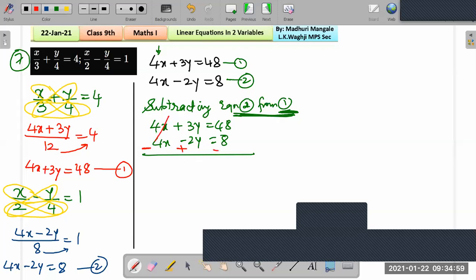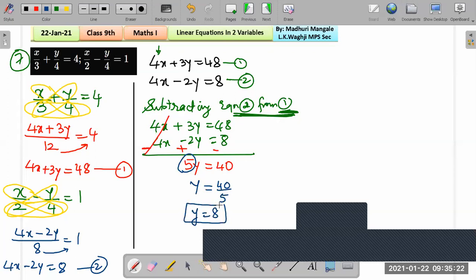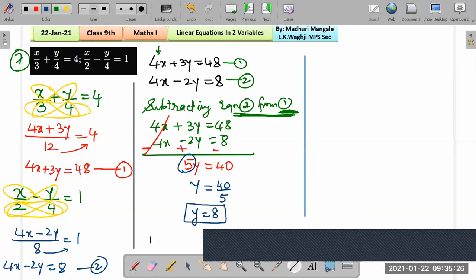4x and 4x will get crossed out. 3 plus 2 is 5y equals, 48 minus 8 is 40. And now you solve for y. So 5 is in multiplication, it moves to the other side, that becomes division. 40 divided by 5, so y equals 8. And okay, it's your turn now. Start working out faster. y equals 8.